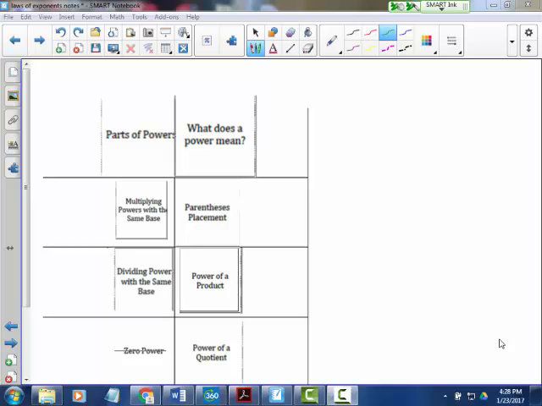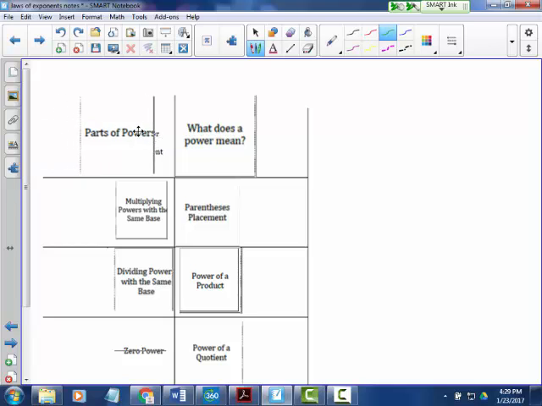Okay, so we started our Laws of Exponents study yesterday, and I just want a quick review with you of some of the things that we talked about. First off, parts of powers. If you open that door, it says a to the nth equals a power. A is the base of that power, n is the exponent of that power.